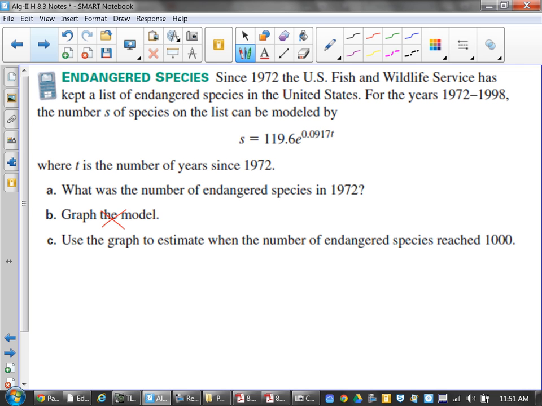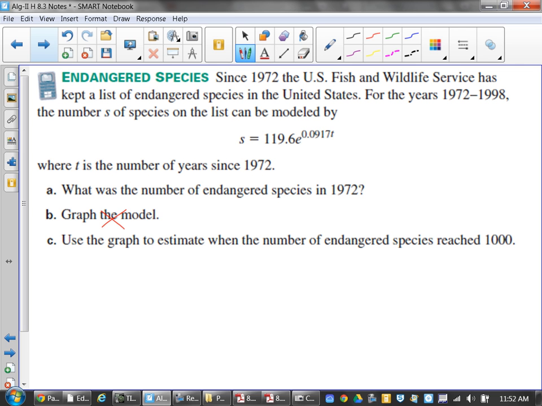Now, if I'm looking at this here, it says for the years 72 to 98, the number of species can be modeled by blank, where T is your number of years since 72. So what if T is equal to 0, that's your first year. So what's your initial amount then?